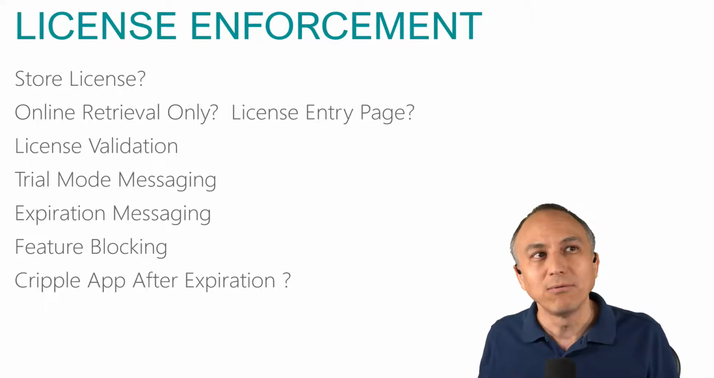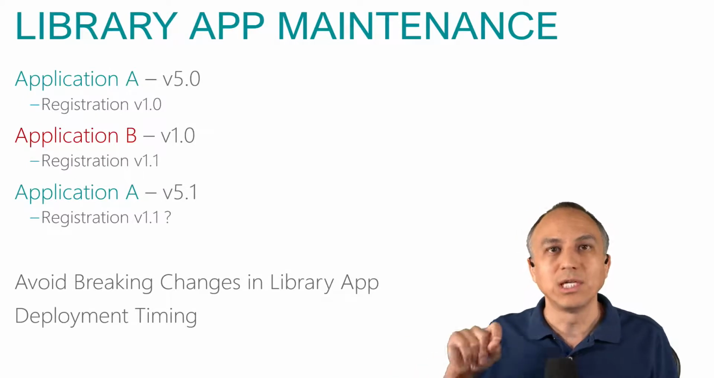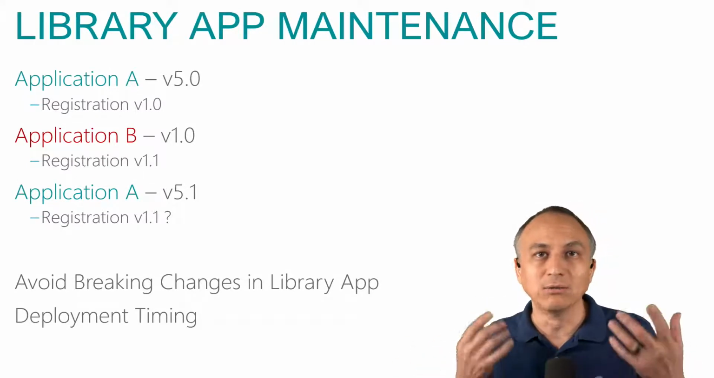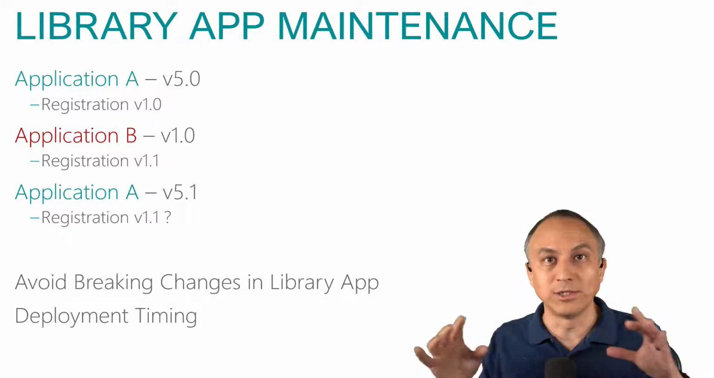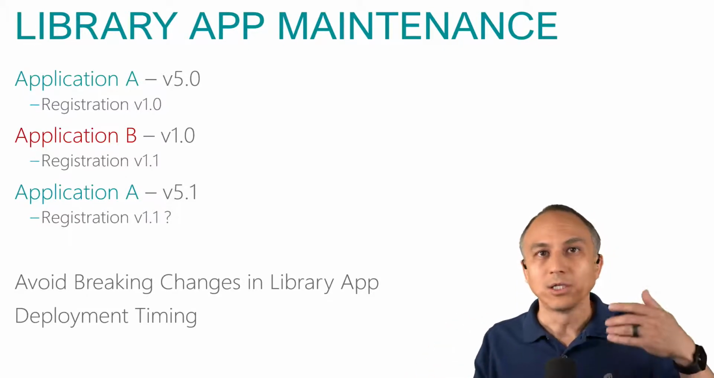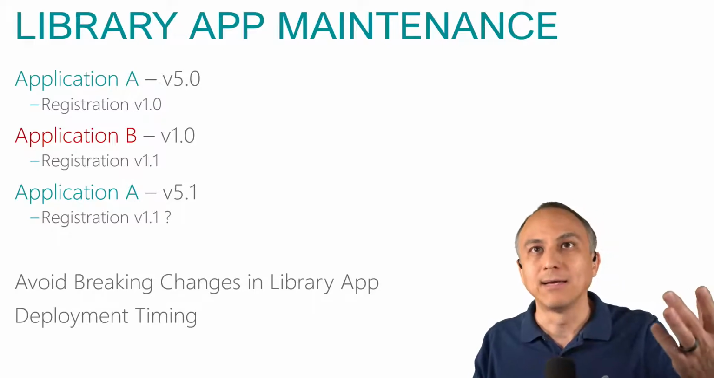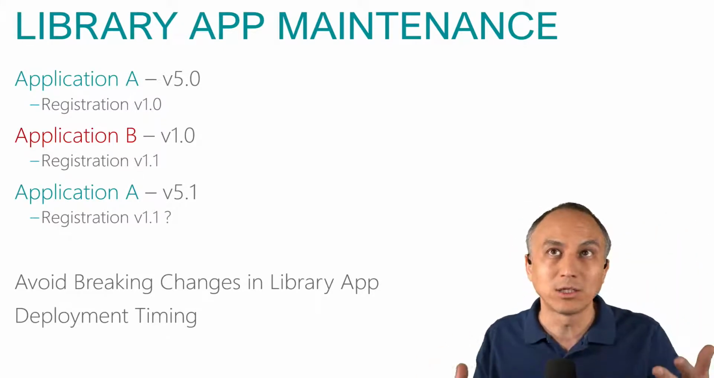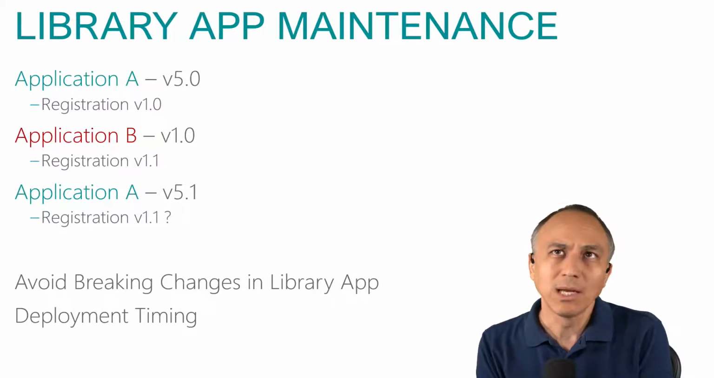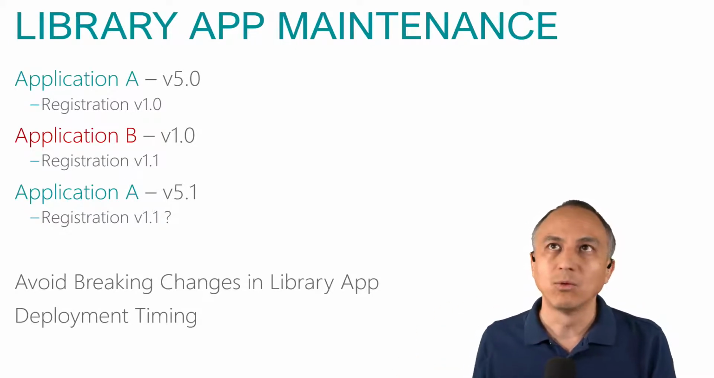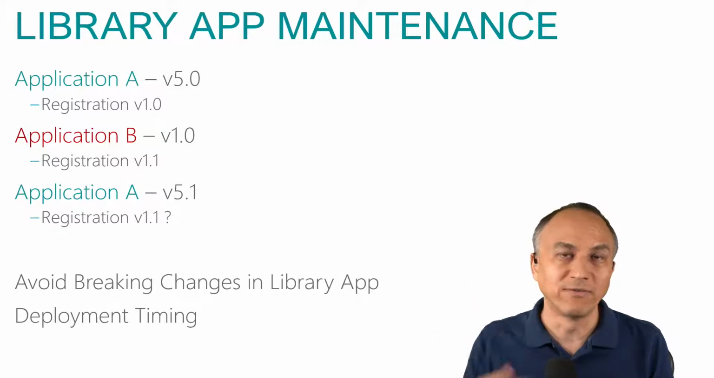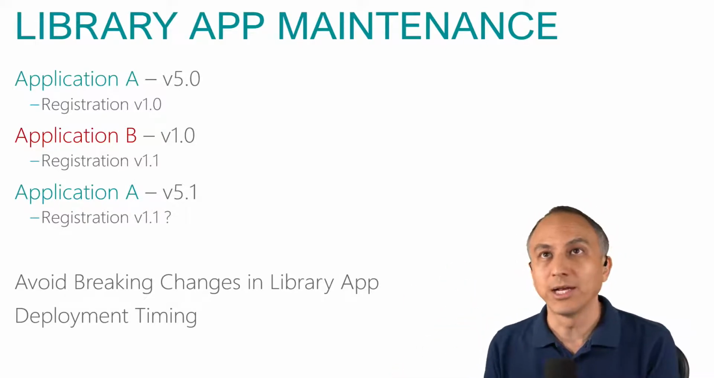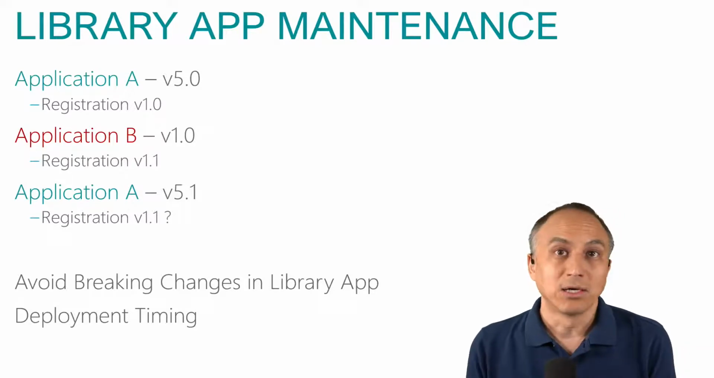And then we are choosing to use a library app. That's an AppSource term. It's a library app for our registration application. So we have application A, and it has a dependency on our library app, which is our registration application. When we deploy, we're going to release, say, version 5 of our application A with version 1 of our registration app. And that's all fine and dandy.